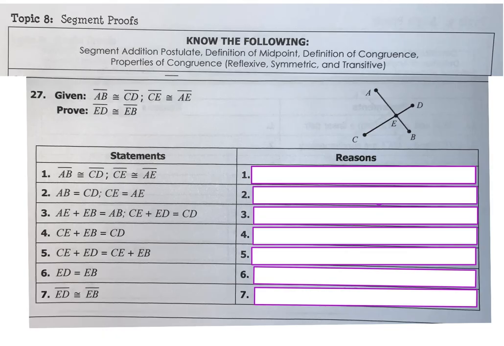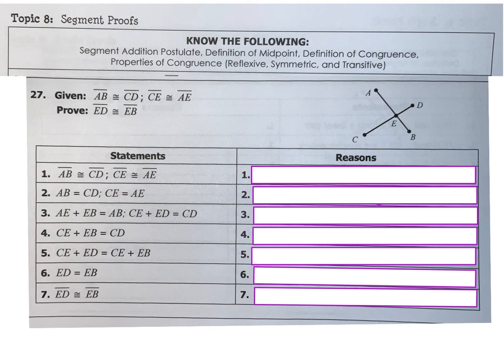So for this one, again, key things: segment addition postulate is used all the time. Definition of midpoint, that's what we just talked about in the last section. Definition of congruence, obviously we use congruence all the time. And then the properties: reflexive, symmetric, and transitive. Remember, if you're adding or subtracting, that is a property of equality. So you have to have it in an equality to add or subtract things. So that's where you're going to possibly go from congruence to equality and then back to congruence in a proof.